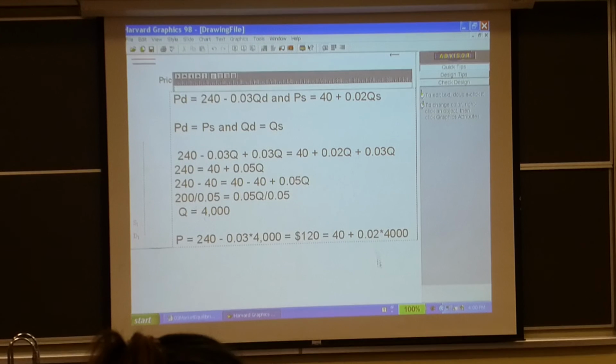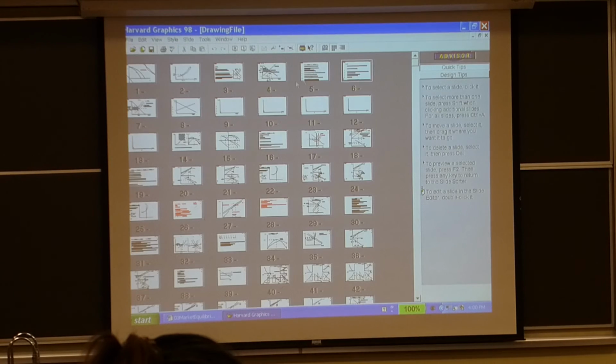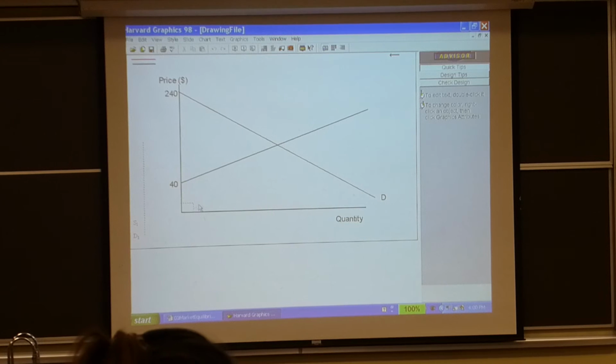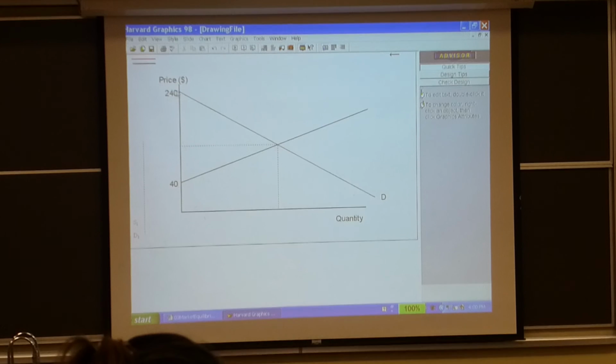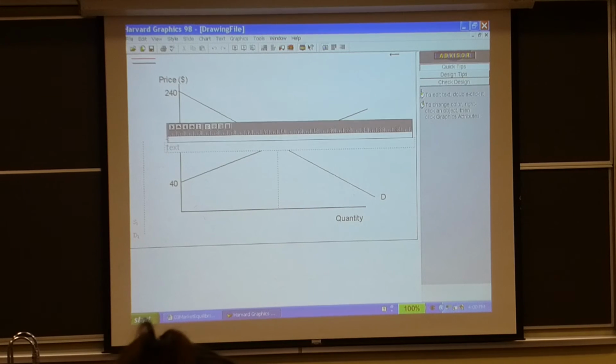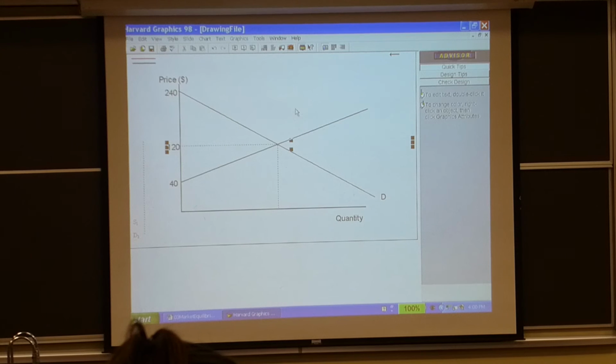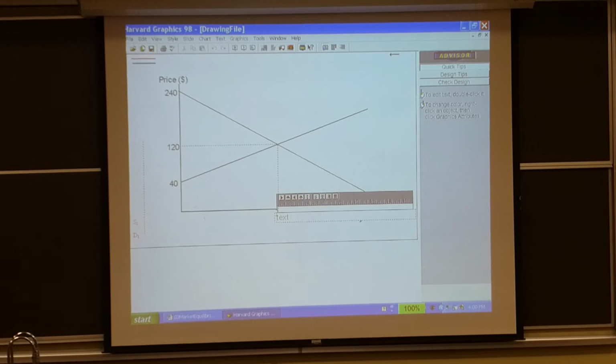Good. Then on the diagram, we're going to have this. Now notice price is a little bit less than the median. 240 and 40 right in between is 140, but the price is actually 120. All right. Now then, that's 2 marks of this third question on this exam. And this is 4,000.